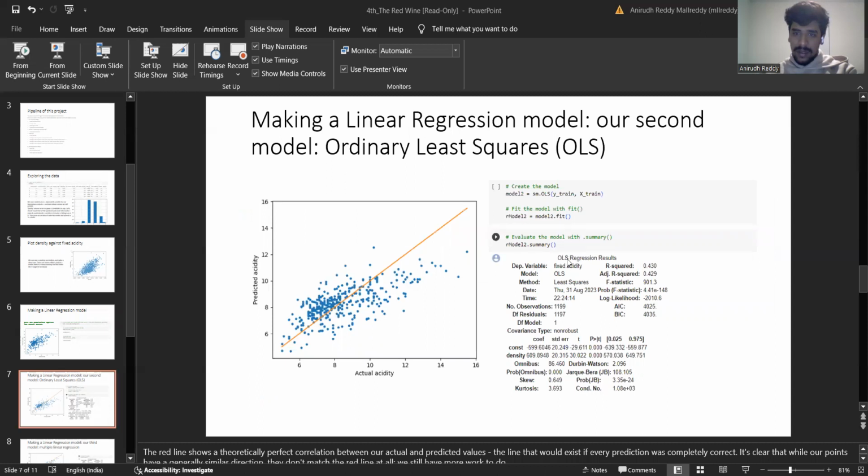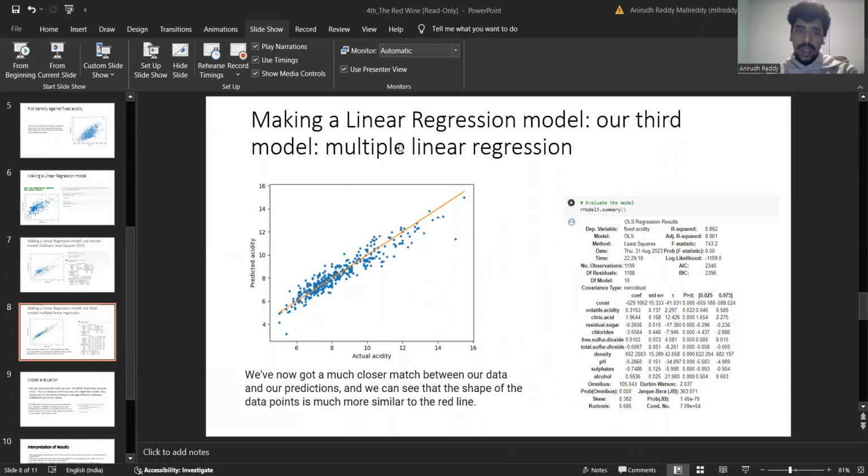So these are the variables. These are the OLS results. You can see the variable fixed acidity and the density and omnibus and the probe and the skew and curves over here. And next, this is our third model of linear regression.